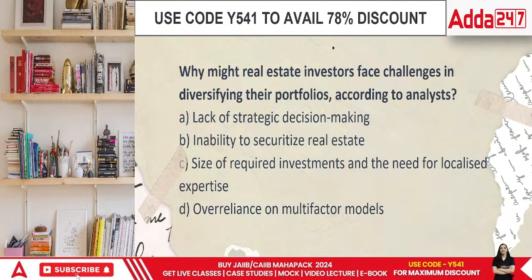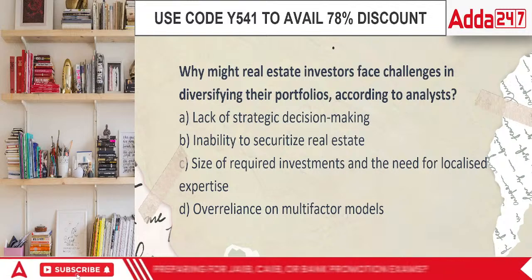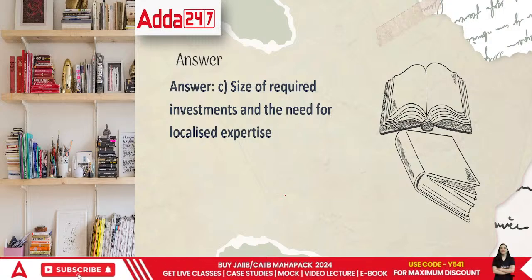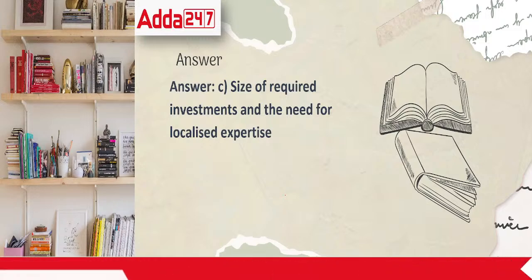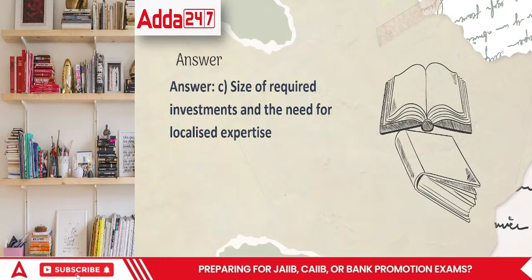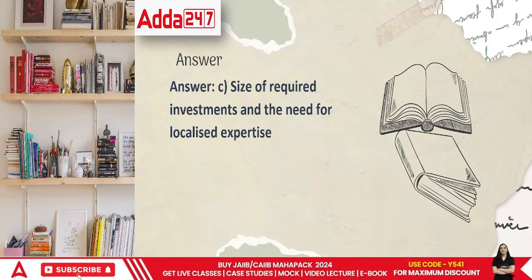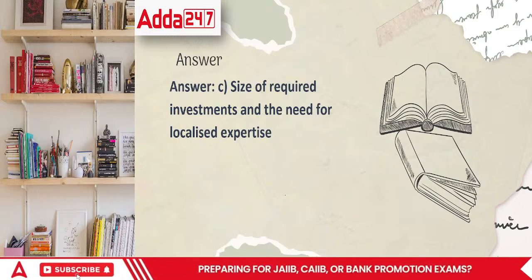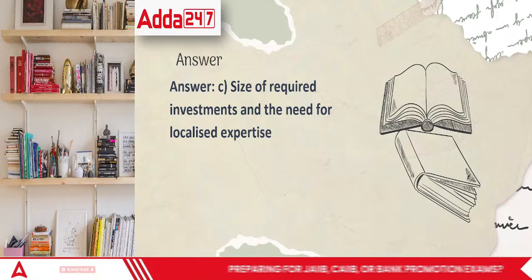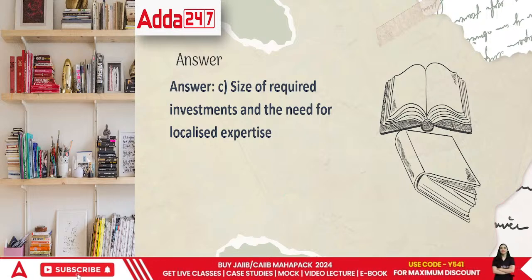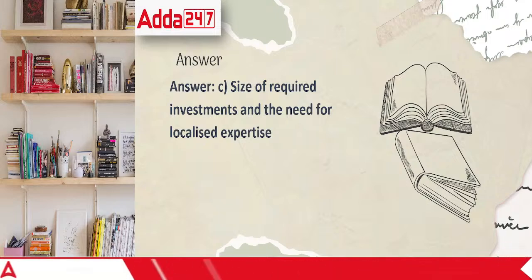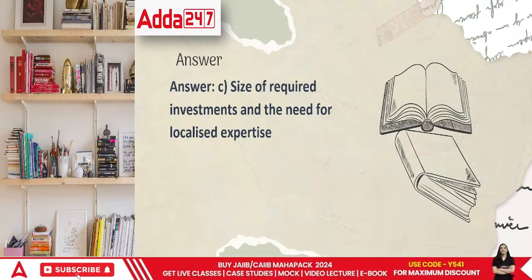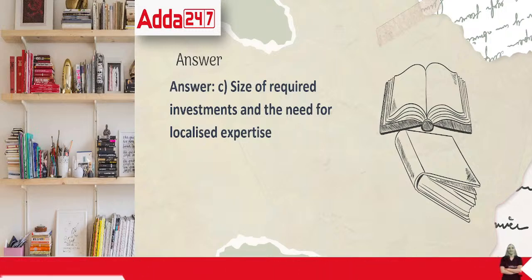What would be the answer in this case, everyone? The correct answer is the size of the required investment and the need for localized expertise. When we talk about localized expertise, our working becomes way better. It is smooth and functioning as well, because whenever there is a particular investment which needs localized expertise, you ask a particular person of that localized area to take care of all those things. So yes, it is very important. In the CAPM model, size of the required investments is required because if it is a bigger investment, the risk is more, and if it's a smaller investment, then the risk is less.